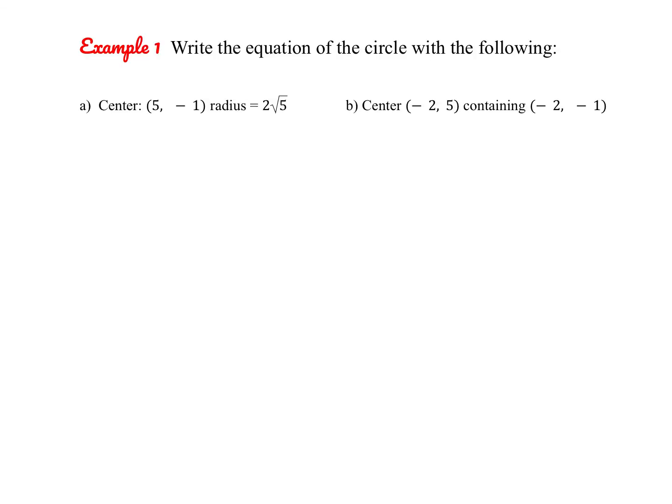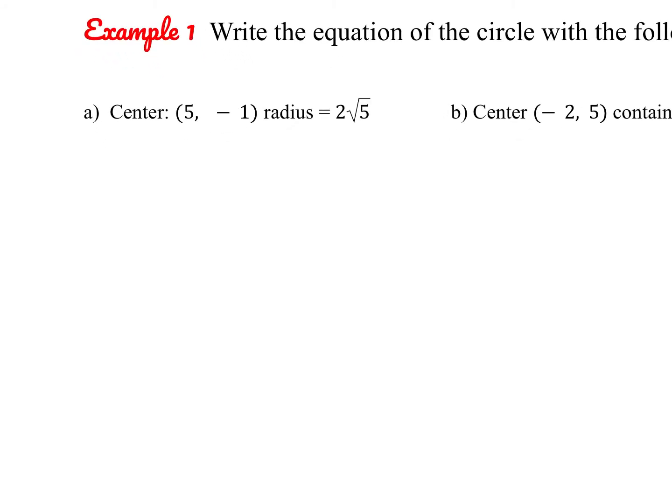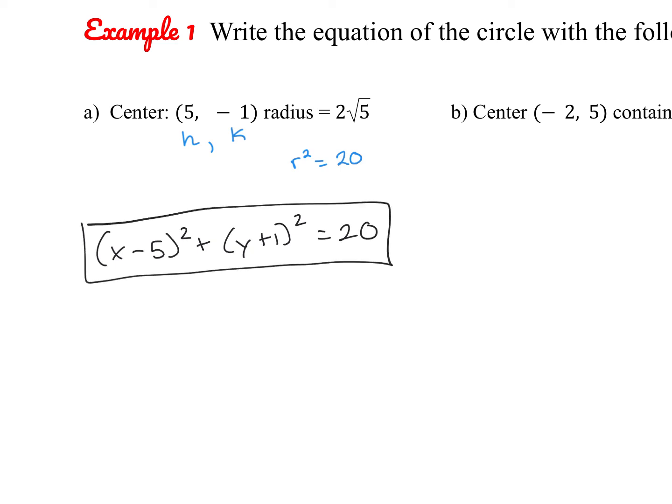Okay, so first we're going to see if we can write an equation of the circle with the following characteristics. So here we have a center at (5, −1), that's going to be h and k, and our radius is 2√5. So we are going to want to find that r squared value. When we're doing r squared, we have to square the 2, which becomes 4, and we have to square the √5, which is 5. So our r squared value is actually 20, and now we just plug in what we have. So (x − h)² + (y − k)² = r². And there you have it.